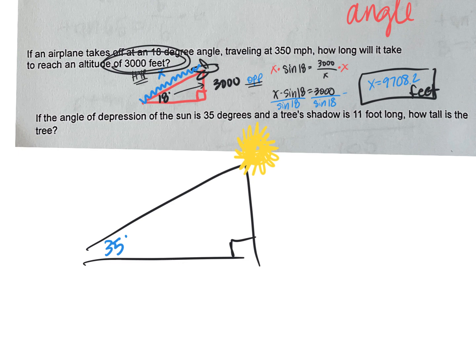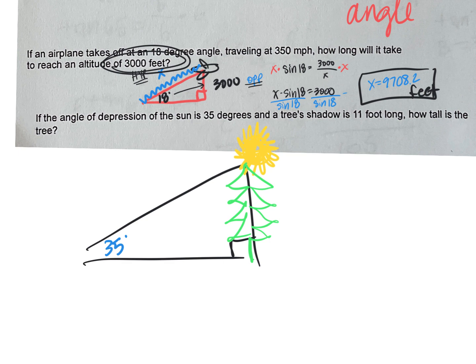And a tree's shadow is 11 feet long. Is this my tree right here? Is that my tree? Yeah. Okay, that's my tree. Okay, Kristen's tree. Right. The tree's shadow is 11 feet long. Do we want to say A, B, or C?